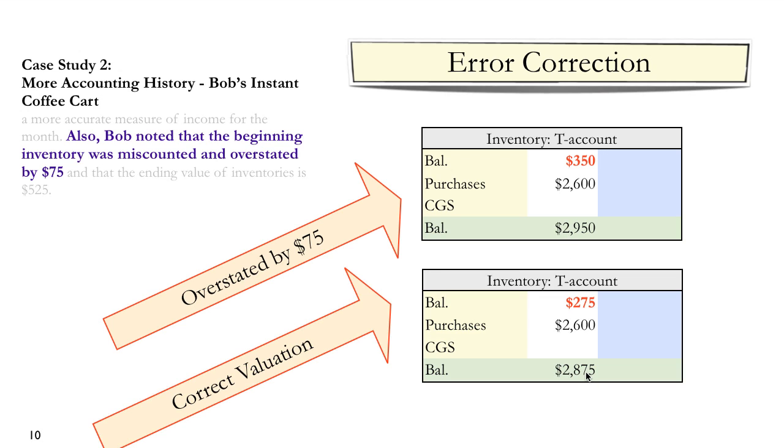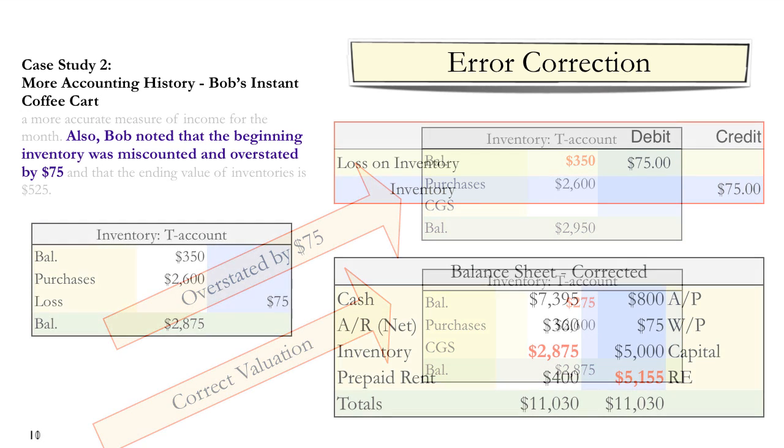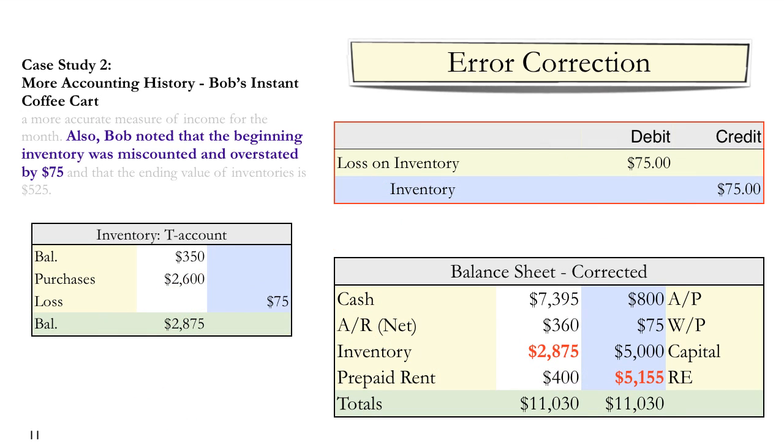to $2875. Well, it turns out that we don't really change the $350, but what we do is figure out how to get $2950 down to $2875. And that's not too hard. What we need is a credit to the inventory account of $75, and we're going to recognize a loss on the inventory of $75. So this is the journal entry to correct the error.